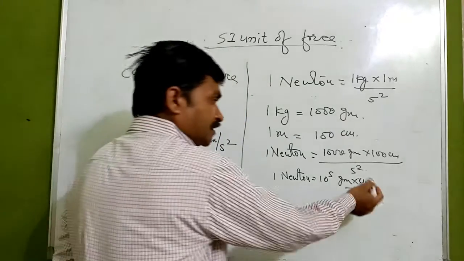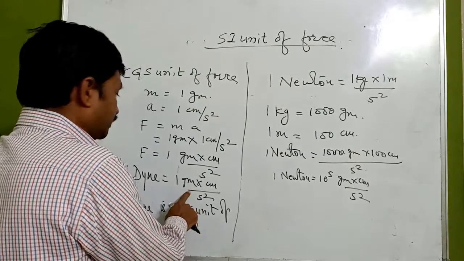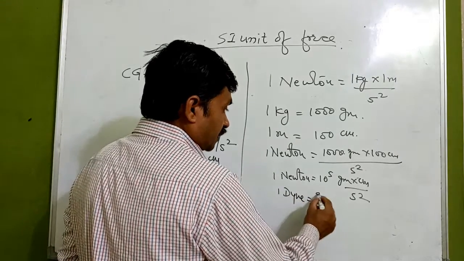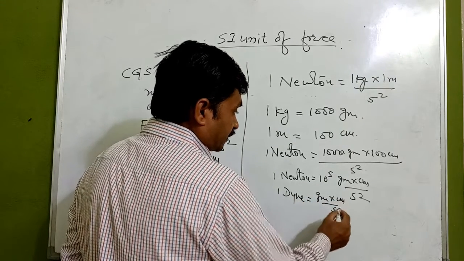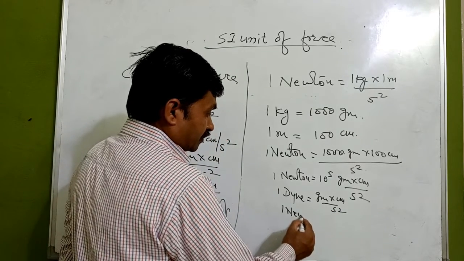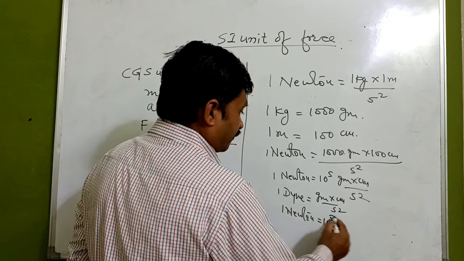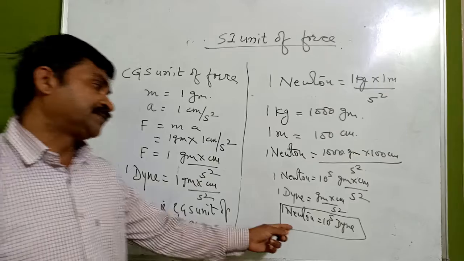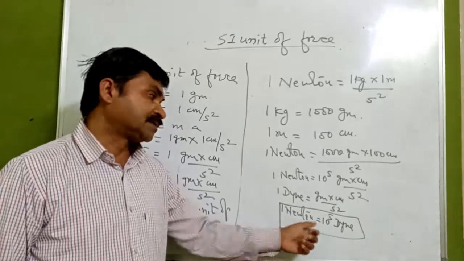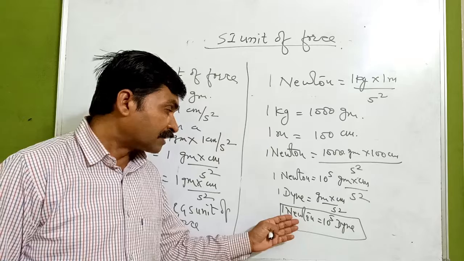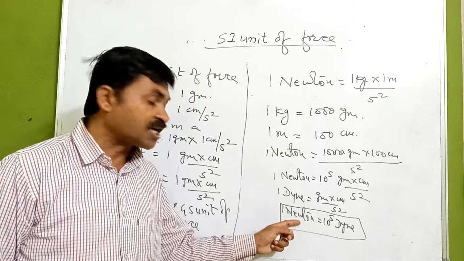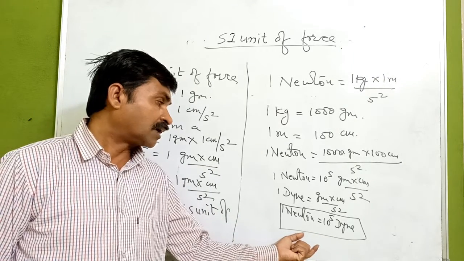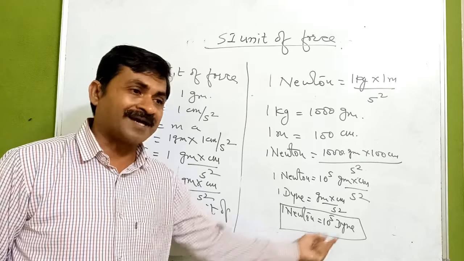Now the gram centimeter per second square we can replace with the dyne, because we know that 1 dyne is equal to 1 gram into centimeter per second square. So here 1 Newton is equal to 10 raised to the power 5 dyne. This is the relationship which we are getting here: 1 Newton equals 10 raised to the power 5 dyne. This is the relationship between the SI unit of force and the CGS unit of force. It will be helpful for us to convert Newton into dyne or dyne into Newton.